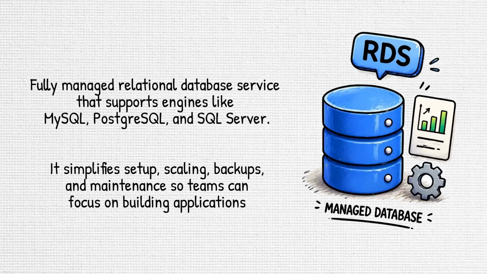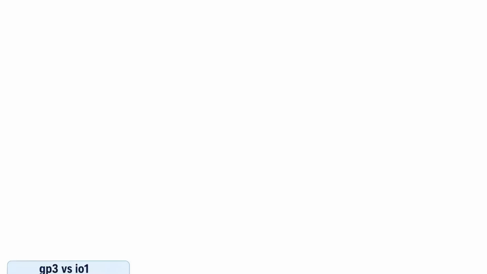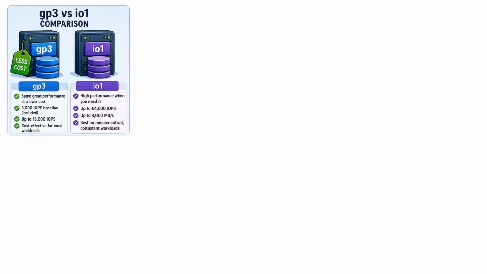Most people think RDS cost is just compute, but that's not true. Your costs also grow from storage, backups, and over-provisioning. Here are the key optimizations you should focus on. First, choose the right storage type. Use GP3 instead of IO1 unless you truly need very high IOPS. GP3 gives you a much better price-to-performance balance for most workloads.